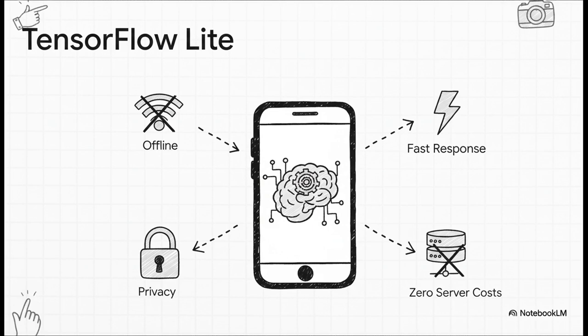Now, think about what this means for your users. Their app works perfectly when they're on the subway with zero signal. Features feel instantaneous because everything is happening right on their phone. And, maybe most importantly, they can trust you because their personal data never, ever leaves their device. That is a massive win for user experience, all while costing you exactly zero in server fees.